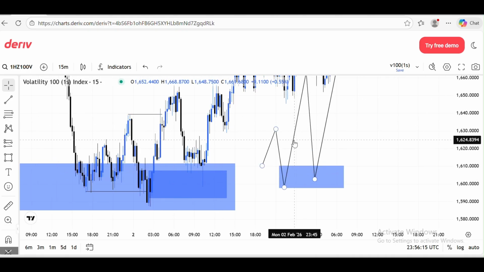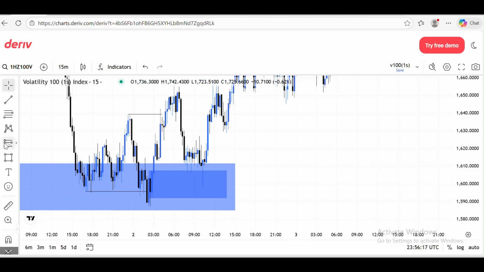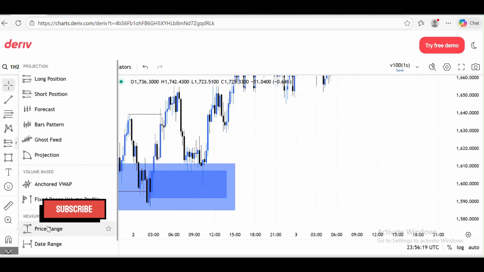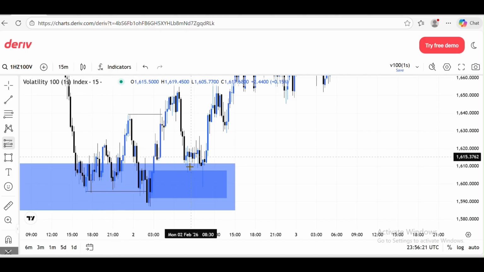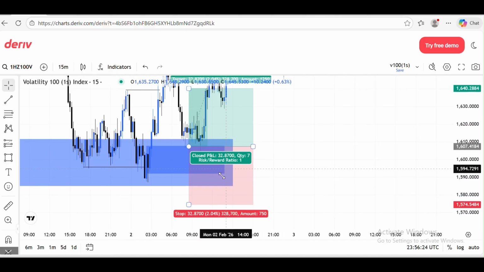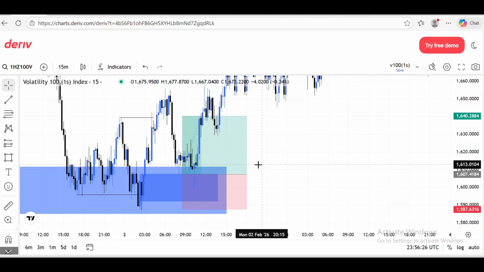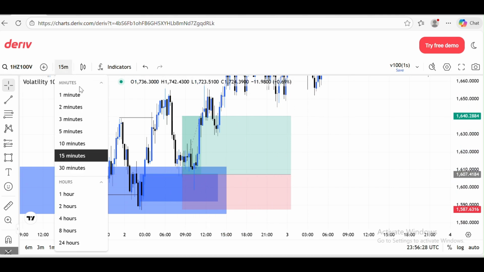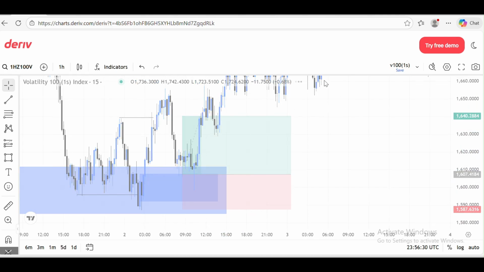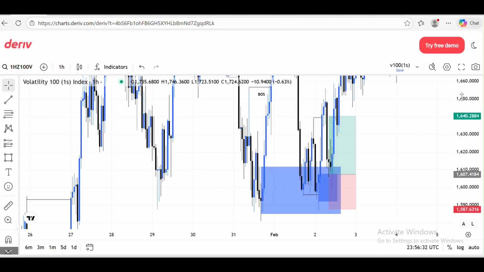So what did we do? Let me take this out. We put our buy limits here, and then stop loss below. Okay, where would our exit have been? Let's go back to our 1 hour time frame. So this is where we would have exited this trade.